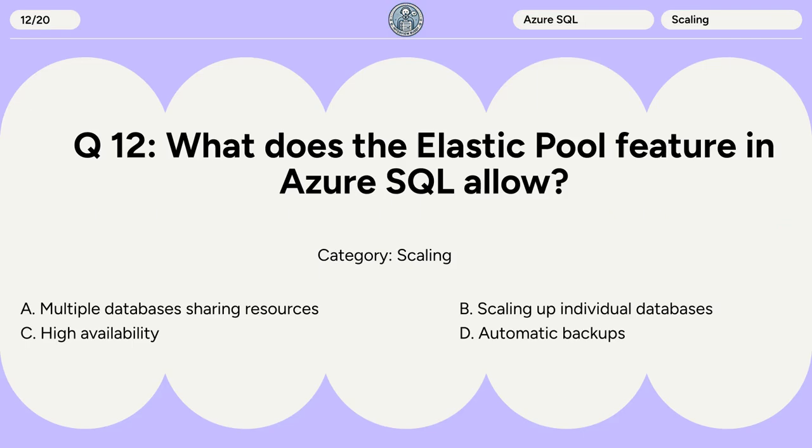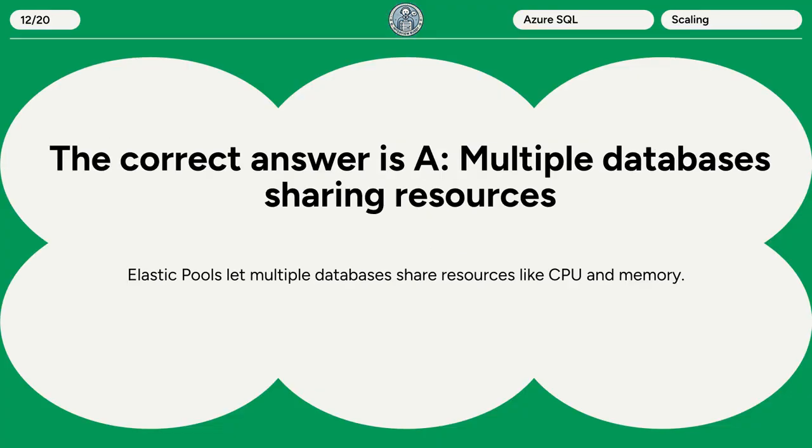Question 12. What does the elastic pool feature in Azure SQL allow? A. Multiple databases sharing resources. B. Scaling up individual databases. C. High availability. D. Automatic backups. The correct answer is A. Multiple databases sharing resources. Elastic pools let multiple databases share resources like CPU and memory.